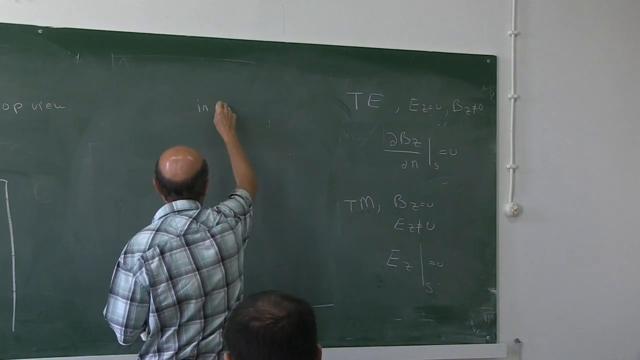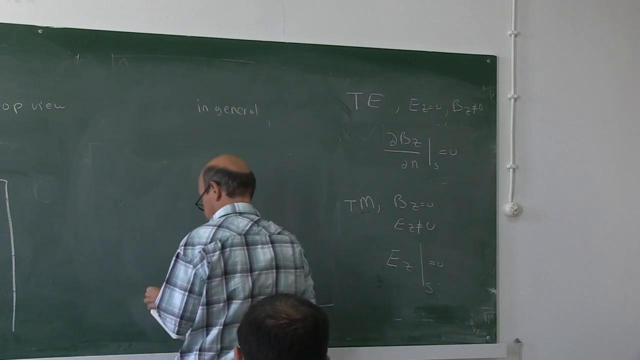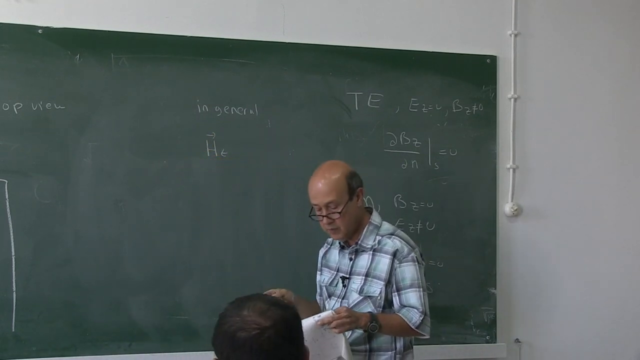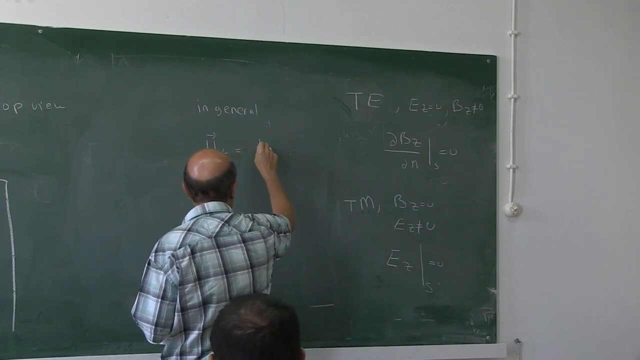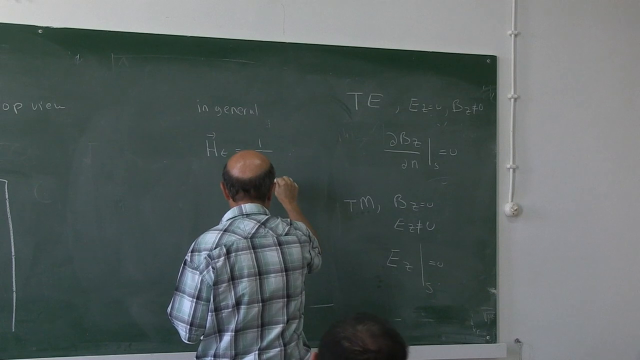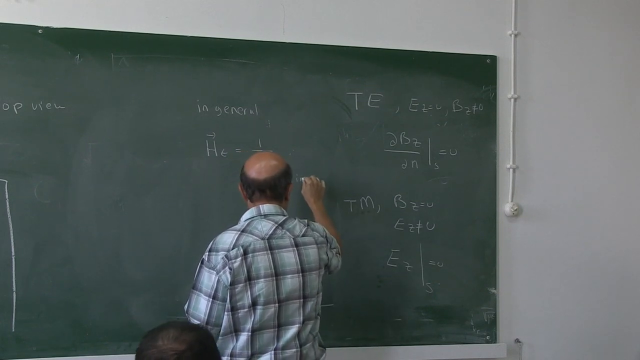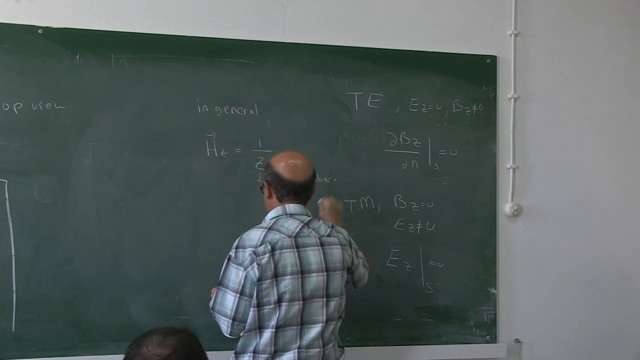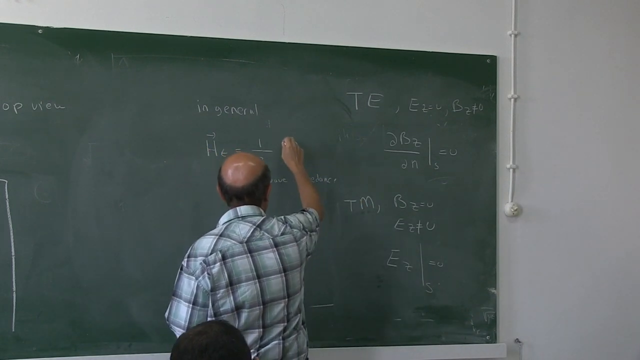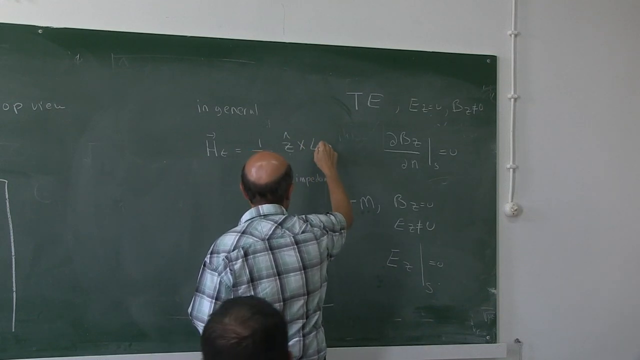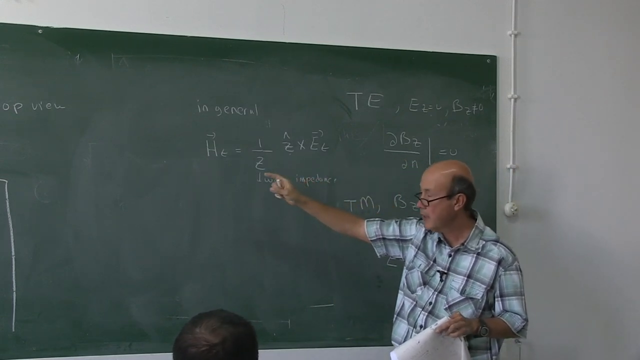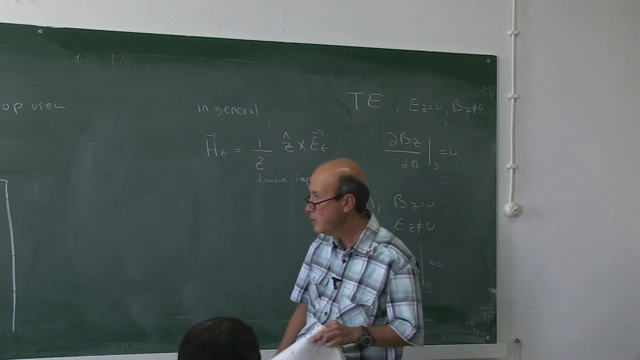In general, H transverse could be written as plus or minus 1 over impedance. This is called wave impedance. The ratio between the absolute values of E and H is the impedance, times Z cross E transverse. So this tells you that if you know the E transverse, you can calculate the H transverse. They are related to each other. So let us see from here.